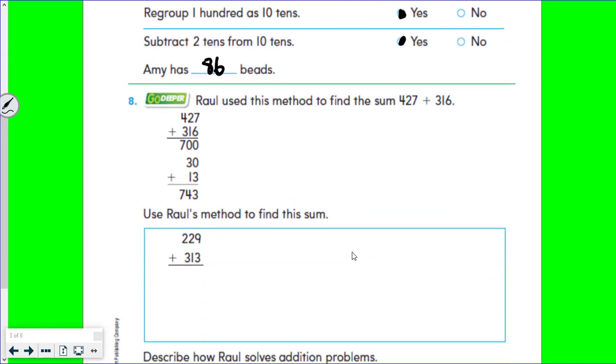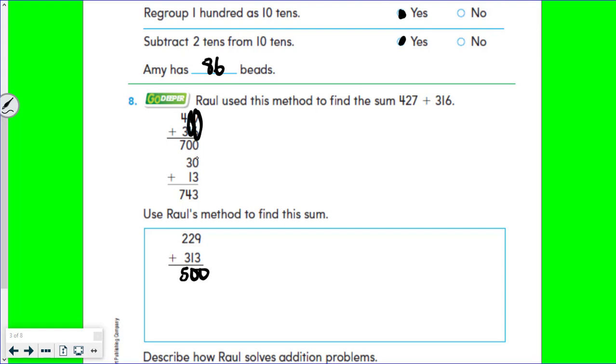Raul used this method to find the sum for 426 plus 316. So he did this here. Use Raul's method to find this sum. So it looks like he added the hundreds, and then he added the tens. 30 plus 13. Where did he get 13? Let's see. 700 plus 30 plus 13. Oh, he got 30 right here. And then 13 from 7 plus 6. We can do that. All right, so we'll add the hundreds.